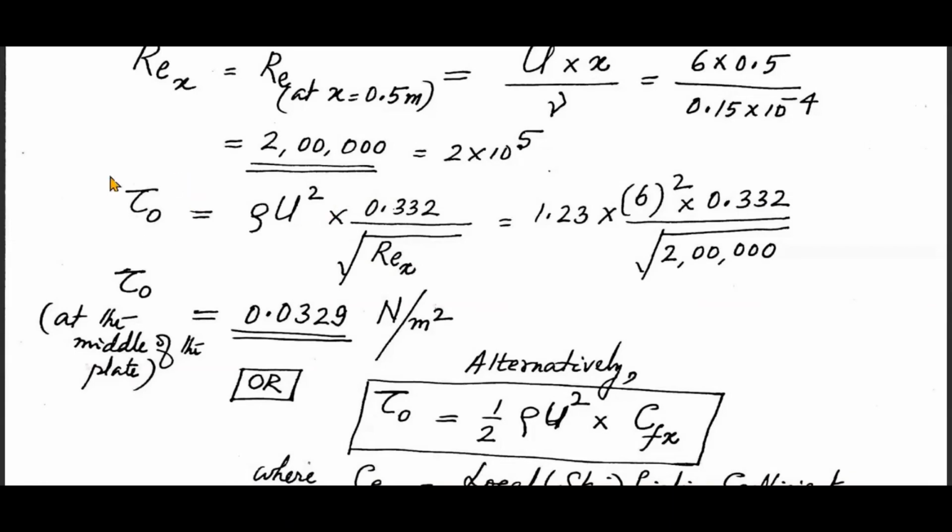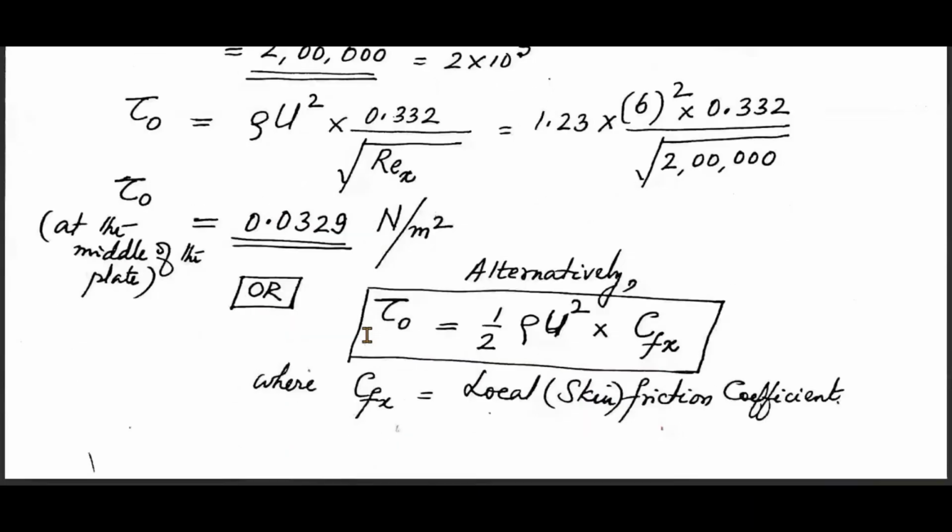Remember, where you require the local shear stress, you consider the length from the leading edge up to the middle of the plate. If you consider the entire length, then you can use the equation, but the Reynolds number then will be for the entire length, RL. So here, tau 0 at the middle of the plate, considering from the leading edge to the middle, the wall shear stress will be rho u square: rho is 1.23 into velocity 6 square, into 0.332 from the correlation, divided by square root of Rex, that is 2 lakhs. So you get tau 0 equal to 0.0329.